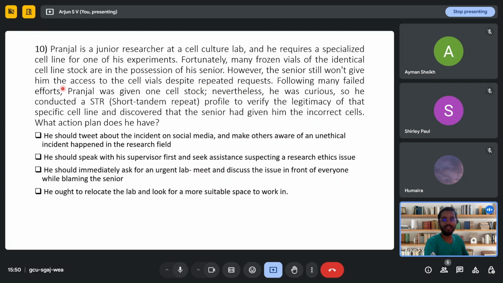Following many failed efforts, Pranjal was given one cell stock. Nevertheless, he was curious, so he conducted an STR, which is a short tandem repeat profile, to verify the legitimacy of the specific cell line, and discovered that the senior had given him the incorrect cells. What action plan does he have?